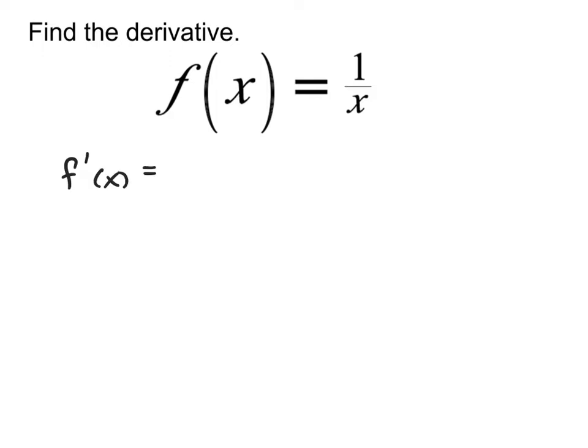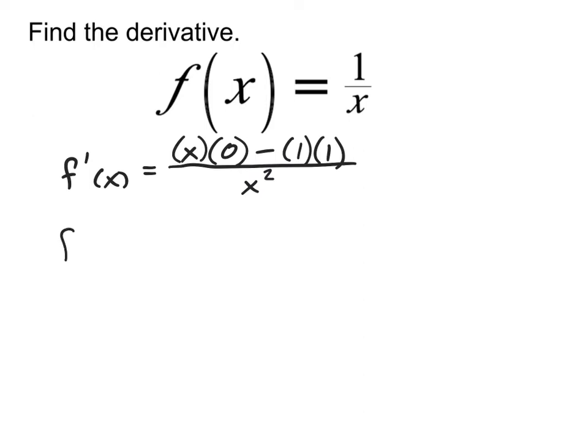All right, so let's start plugging it into our quotient rule here. So that's going to be low d high. So that's going to be the bottom function, so that's x, times the derivative of the top function. Now the top function here is 1. What's the derivative of 1? 0, yeah, because it's a constant. All right, then minus high d low. So then that's going to be 1 times the derivative of x. And what's the derivative of x? 1. All right, and then this is all over the square of what's below. So that's going to be all over x squared.